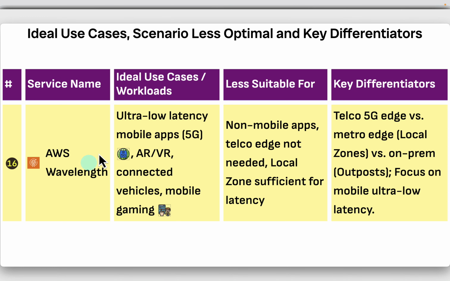Next, AWS Wavelength. Ideal use cases and workloads are ultra low latency mobile applications for 5G, augmented reality, virtual reality, connected vehicles, and mobile gaming. It is less suitable for non-mobile apps, when telco edge is not required, and when Local Zones are efficient for latency. Key differentiators: telco 5G edge versus metro edge, which is Local Zones, versus on-prem, which is Outposts. Focus on mobile ultra low latency.